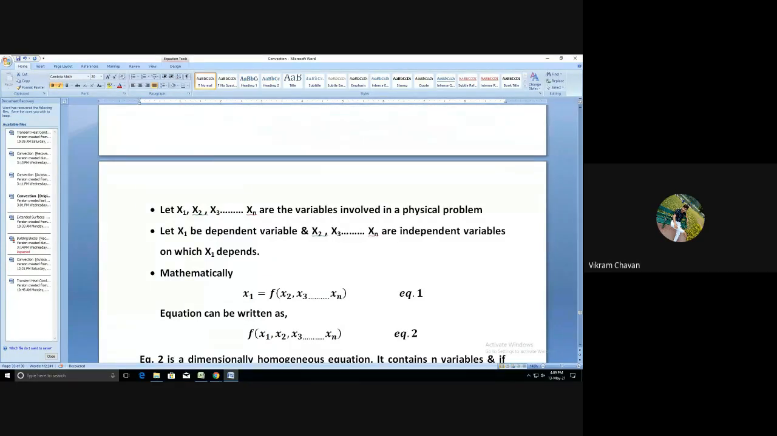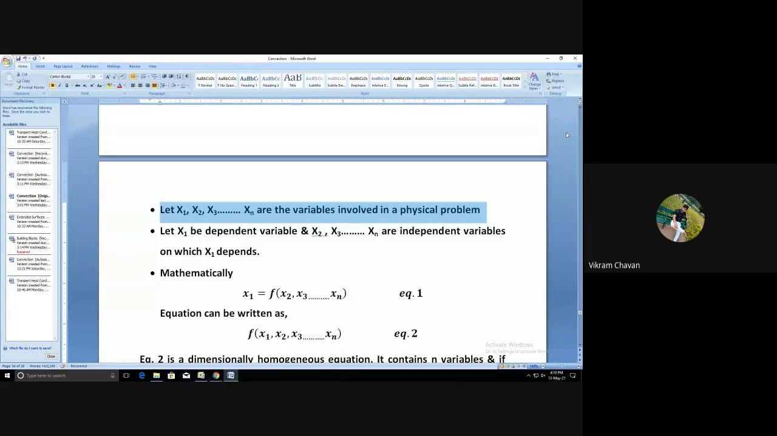Write down: let x1, x2, x3 up to x suffix n be the variables involved in a physical problem.